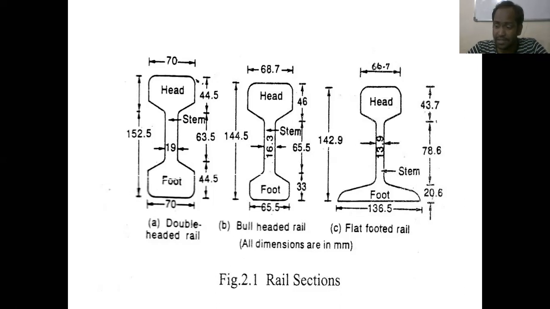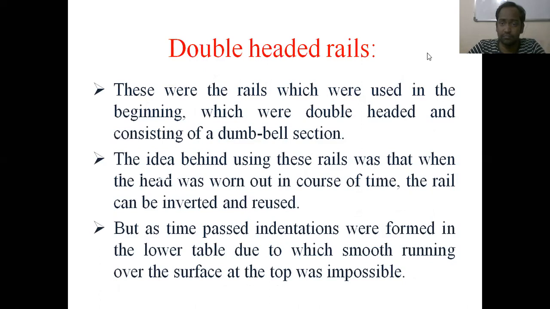These are classified based upon their shapes and sizes, and each and every type of rail is used for different purposes, and they are having different characteristics. You can see double-headed rails. The double-headed rails were the rails which were used in the beginning. It means which were double-headed and consisting of dumbbell section. Okay, now so the section or the shape of the double-headed rail is in the shape of dumbbell.